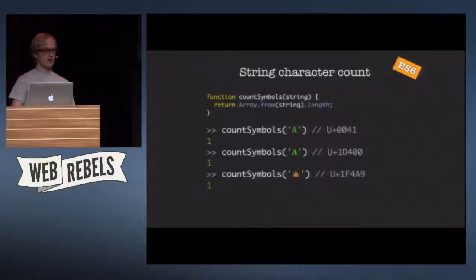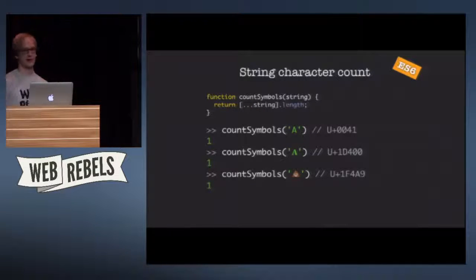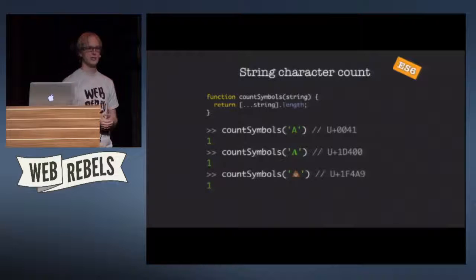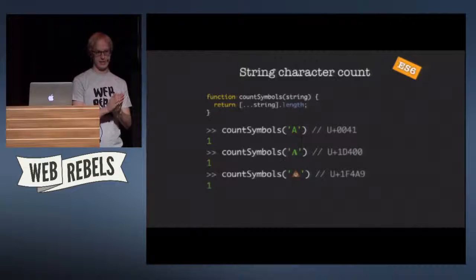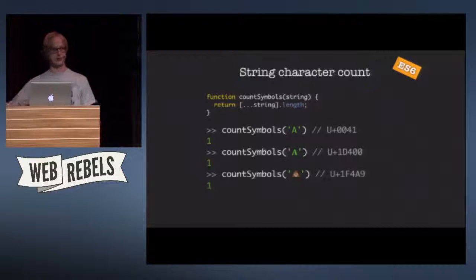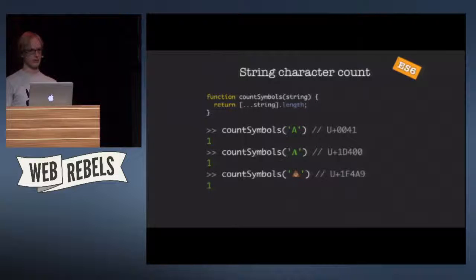Now, another way of solving the same problem in ES6 is by using the spread operator. This is effectively the same thing as what we were doing before. Now, of course, an even more efficient solution would be to use a regular expression to replace all these astral characters with just a single ASCII character, for example, and then just get the length of the resulting string. And that is how Twitter solved the problem. But we'll talk about regular expressions later.